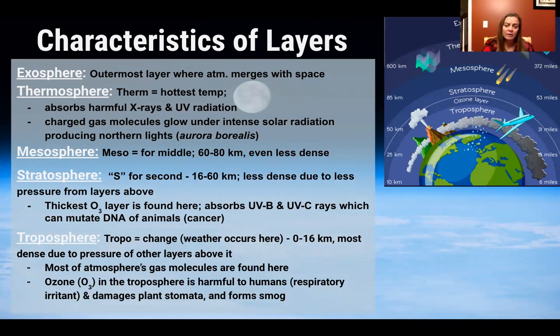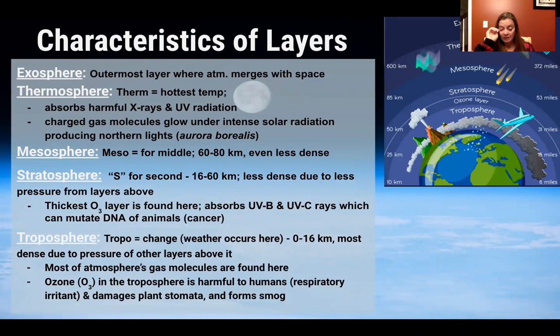So let's start with the characteristic of the layer closest to the Earth. Excuse me, that would be the troposphere. Tropo is Greek for change, and we call it that because the troposphere is where we have the weather. It is the most changeable layer of the atmosphere. And it's from 0 to 16 kilometers from the Earth.